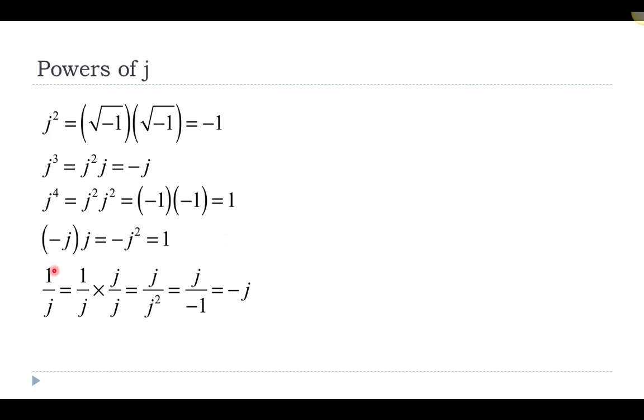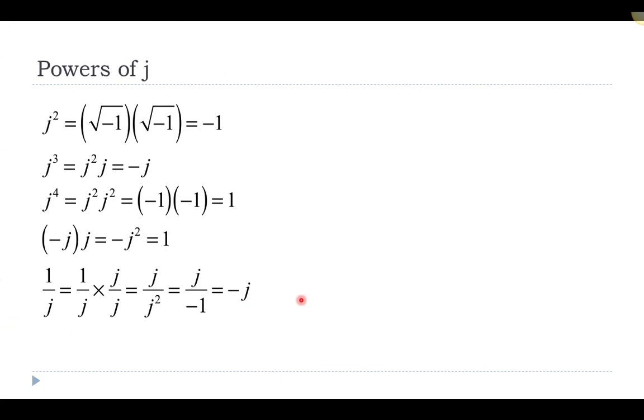We also might have a situation where we have 1 over a j value. So to figure out what this is, we need to get rid of that j on the bottom. So we would multiply the top and the bottom by a j. This gives us a j at the top and a j squared at the bottom. The j squared is a negative 1. The negative 1 can be on the top or the bottom, so it's a negative j. So 1 over j is the same thing as a negative j, or a negative imaginary part.